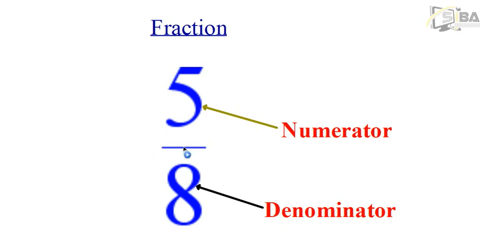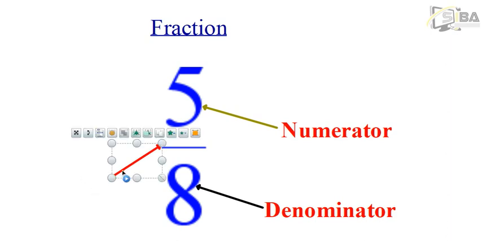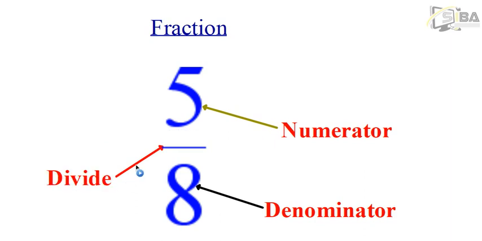Now what about this particular line separating the 5 and the 8? That line is referred to as the division line. So let's take note of that. That line is the division line. Now let's move ahead and know the next action.